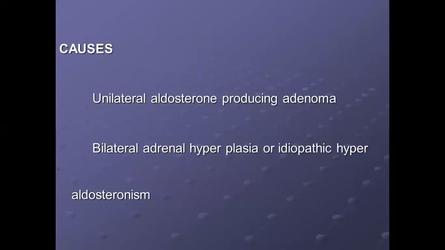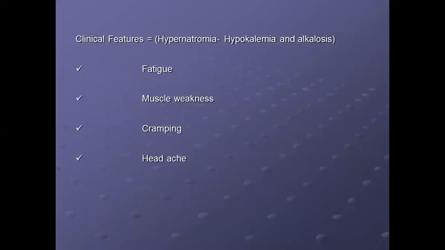Causes: the unilateral aldosterone-producing adenoma, bilateral adrenal hyperplasia, or idiopathic hyperaldosteronism. These are three very important causes: unilateral aldosterone tumor, bilateral adrenal hyperplasia, or idiopathic hyperaldosteronism. Idiopathic means we don't know the reason.